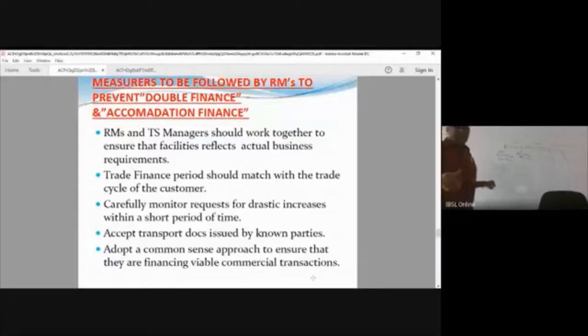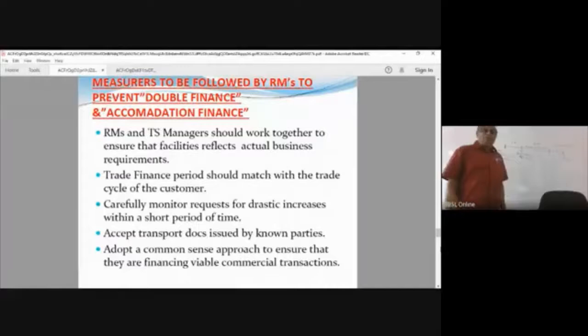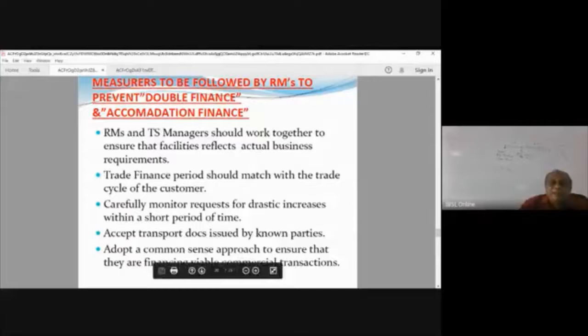I'm going to do it again with you. We are doing the financing part of import documents. Carefully monitor requests for drastic increases within a short period of time. Drastic increases within a short period of time is something fishy, right? At least they have not done their job, and even you have not done your job, right?